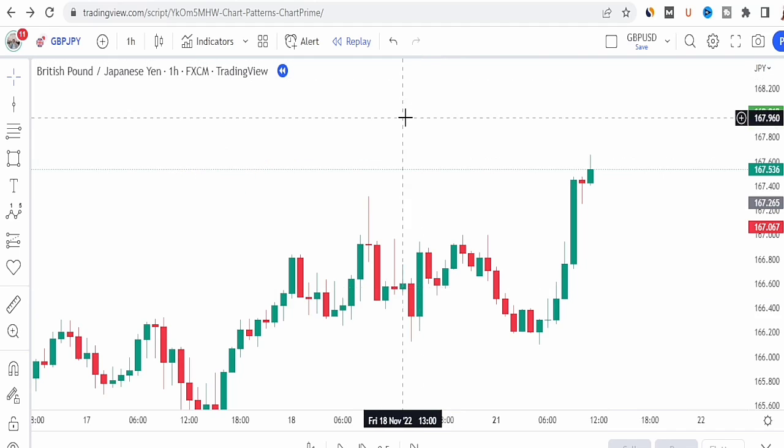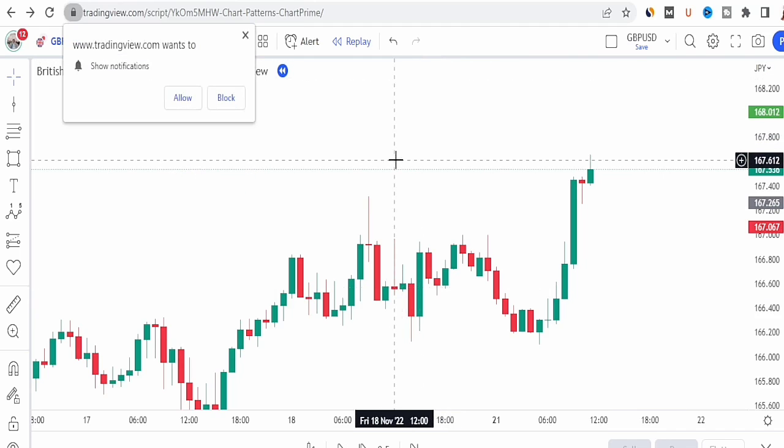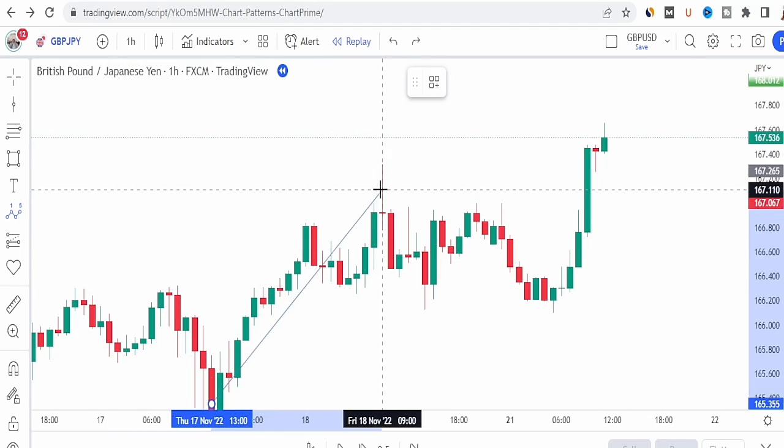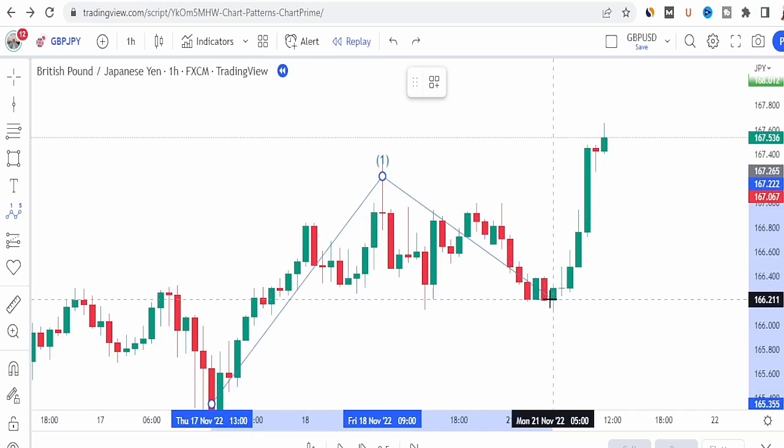So with that being said, let me explain to you how this works in this market. First, you can see that the market moves from this point right here up to this point right here, and then it makes a pullback.